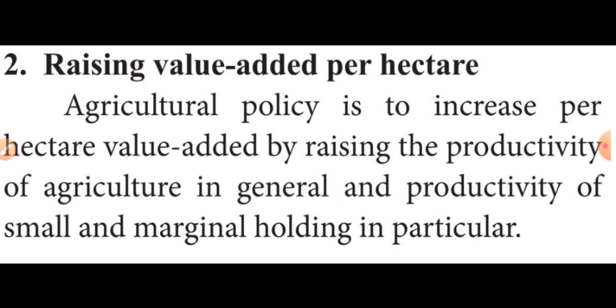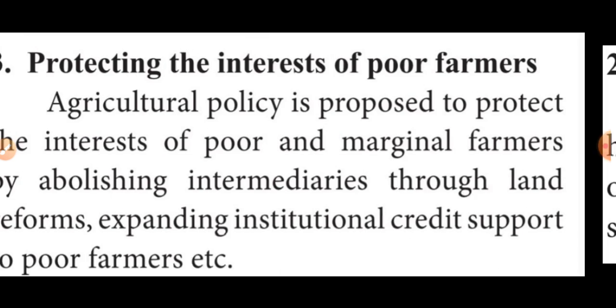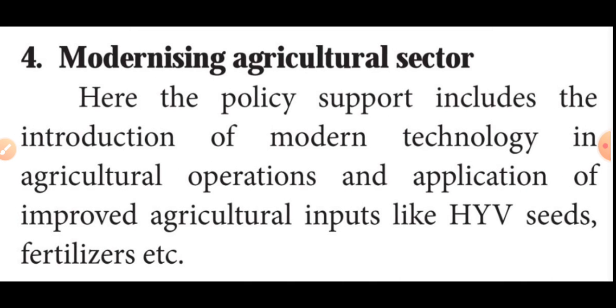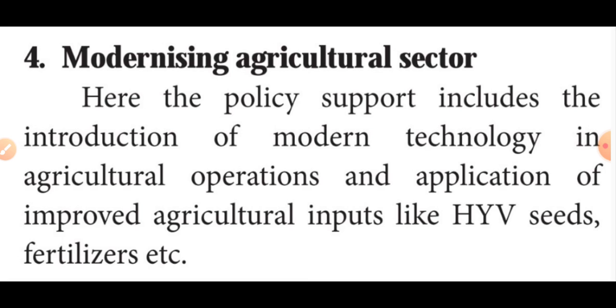Then the fourth one is modernizing agricultural sector. This agricultural policy introduced some modern technology to improve the production of farmers. So they implemented some things. For example, they are distributing HYV seeds, high yielding varieties of seed, fertilizers, pesticides. They improve the irrigation system, etc.